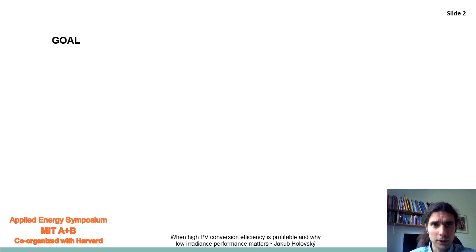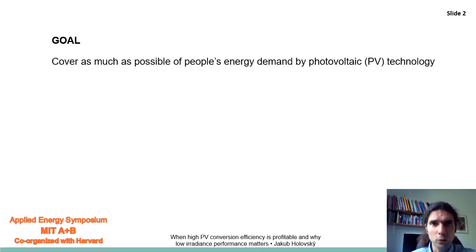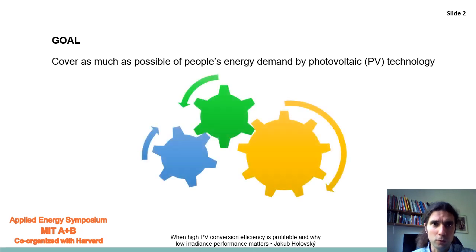Our common goal here today is to help the environment, and one way to do it is to cover as much as possible of people's energy demand by PV technology. In our PV group, we follow a strategy based on three keywords: on oversizing, high efficiency, and half-sun optimization.